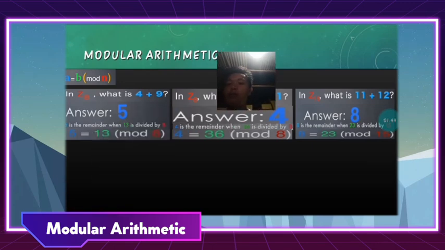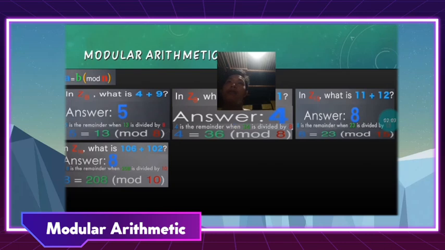How about 106 plus 102 in Z sub 10? That is 8. It's because 8 is the remainder when 208, or 106 plus 102, is divided by 10. So we may write 8 is equal to 208 modulo 10.